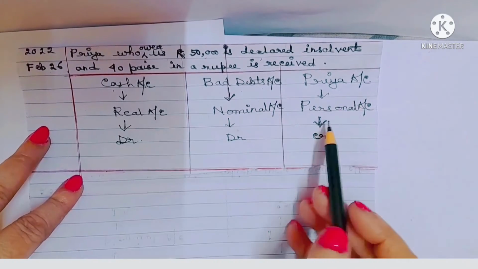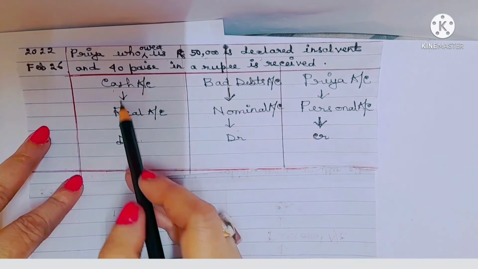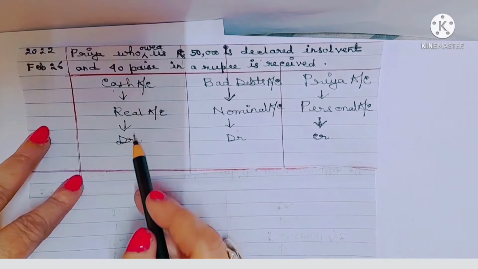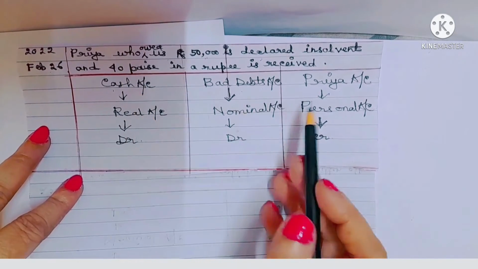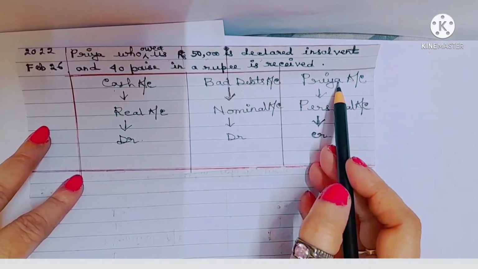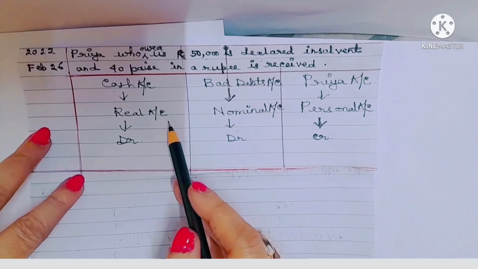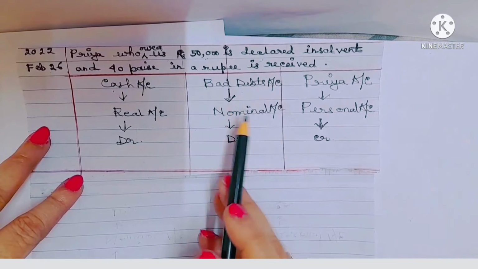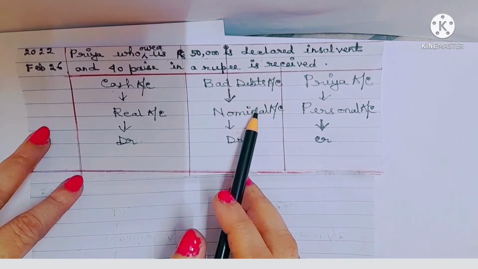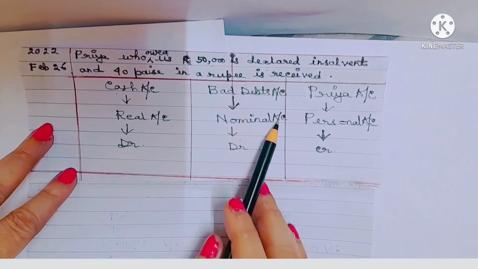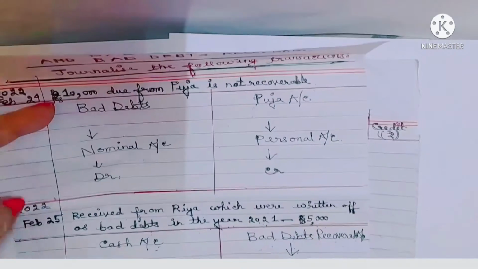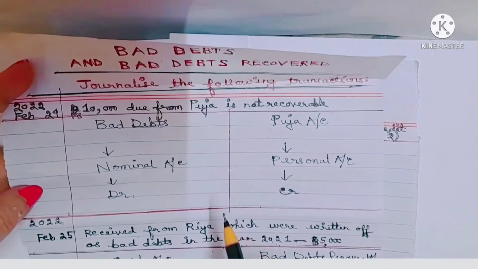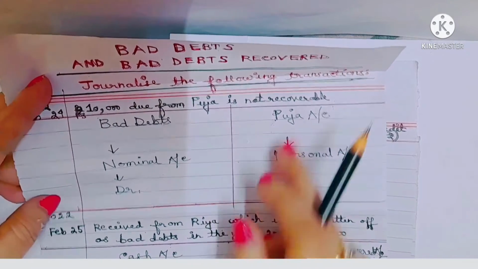See, this is a compound journal entry. Previously, we did simple journal entries. This is a compound journal entry. Here are two debits and one credit. More than one debit or more than one credit is known as compound or composite journal entry. Okay, clear? Now let's do the journal entries as well. Let's pass the journal entries in the journal.